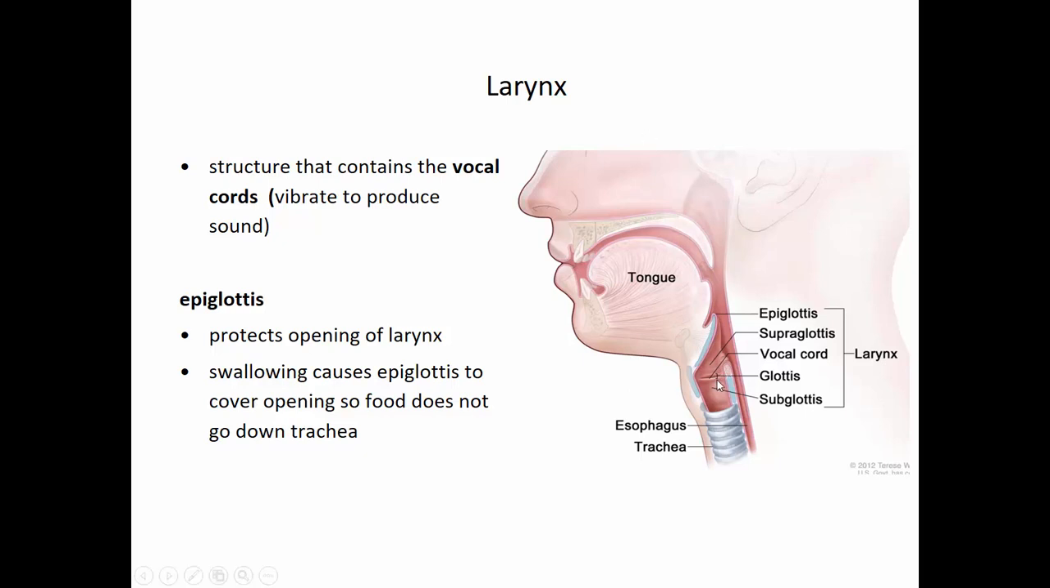The larynx functions as a couple things. It functions also as a valve that prevents air from escaping our lungs. We can close that off. So for example, if you're lifting weights, we close off that valve.